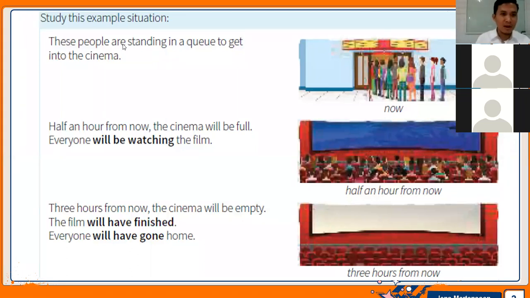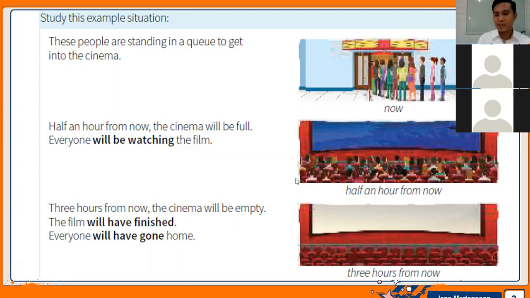These people are standing in a queue to get into the cinema. These people are going to go to the cinema. They are standing in line here. They are in a queue. Ini ngantri ya, lagi mengantri now, at this time. Sekarang dia lagi ngantri, to enter the cinema.